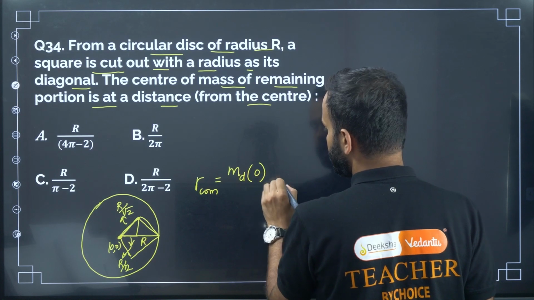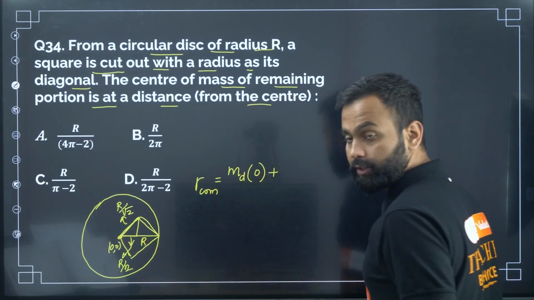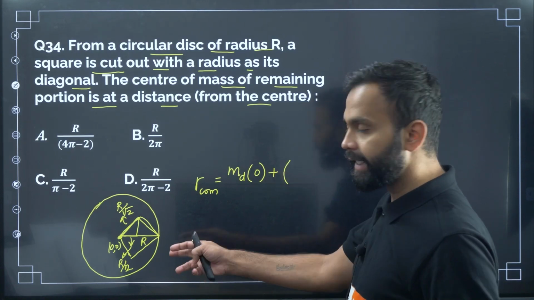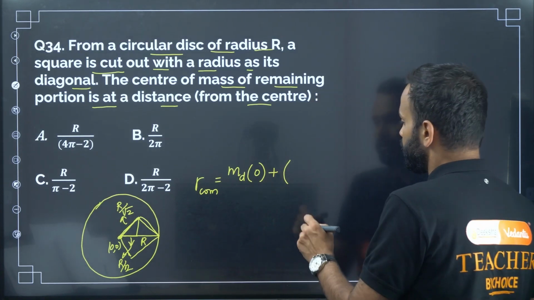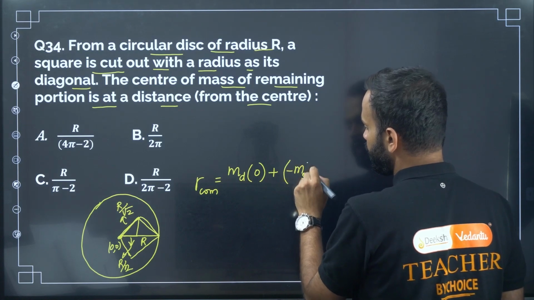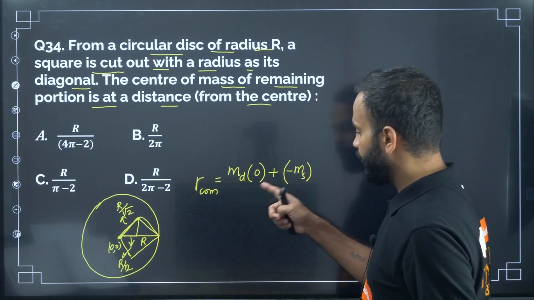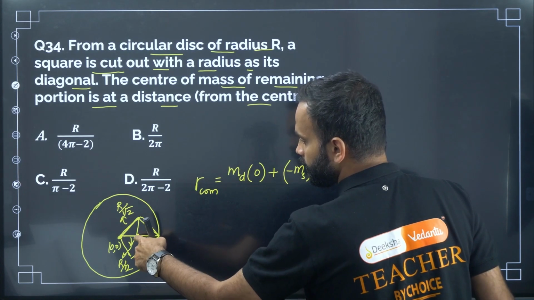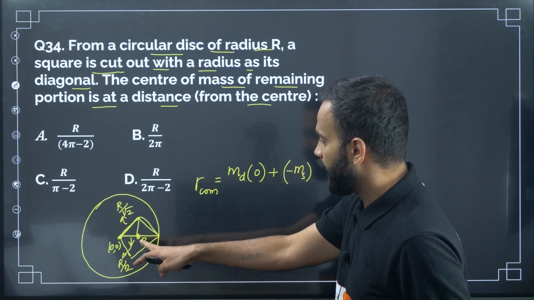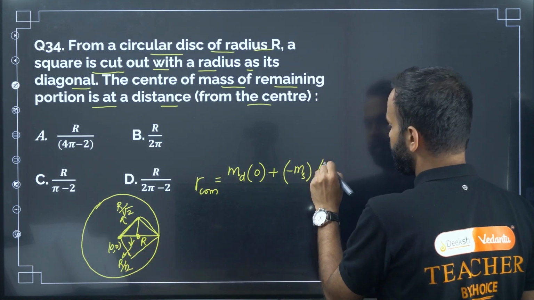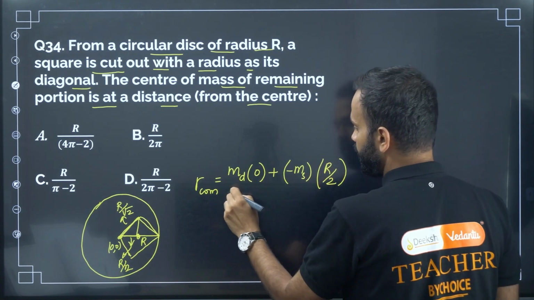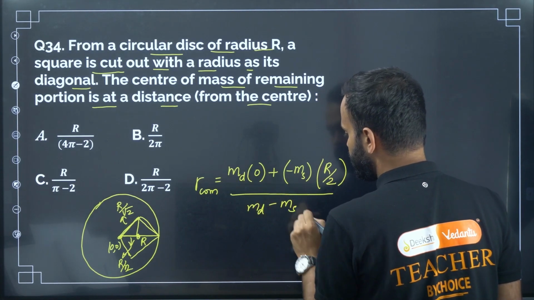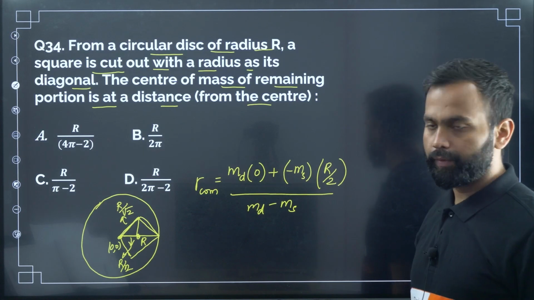So mass of the disc into 0 plus mass of the removed portion, that is the mass of the square. I am going to take negative mass because we have removed the mass, right? So negative mass of the square into the center of mass of this square, which will be r by 2 from the center of the disc, whole divided by mass of the disc minus mass of the square. Now we need to find the mass of the square, right?